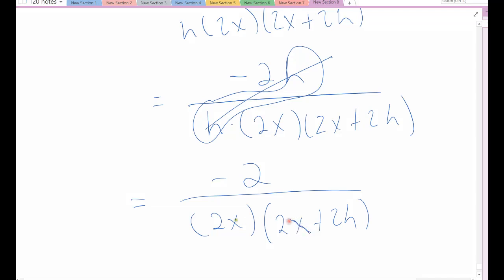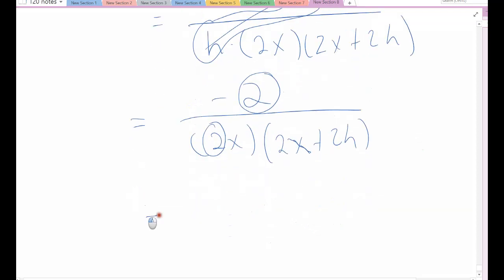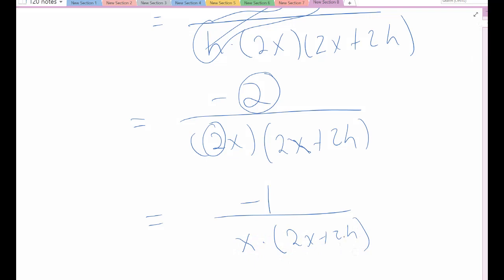So again, there's one more step. You could cancel this 2 with that 2. And so the final, most simplified answer would be left with a negative 1 up top. I'm left with an x times the 2x plus 2h. And there is my final answer.